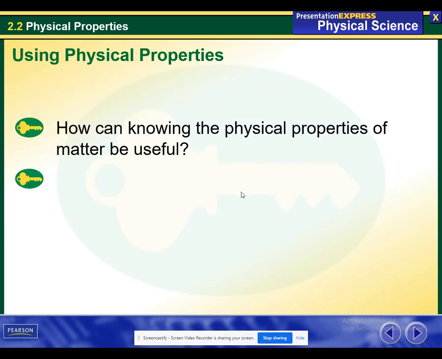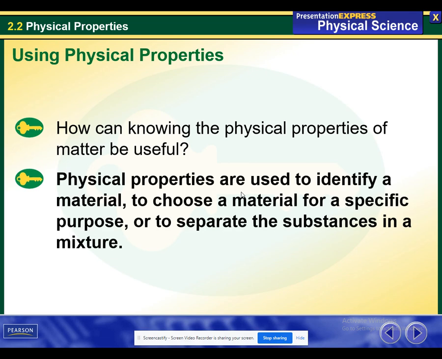Now that we've learned about all of these physical properties, how can knowing about them be useful? So physical properties are actually used to identify a material. If you have an unknown in front of you, you can perform a series of tests on it to figure out what you have. You can also use properties to choose a material for a purpose. If you want something that's hard and durable, you might look at the physical property hardness.